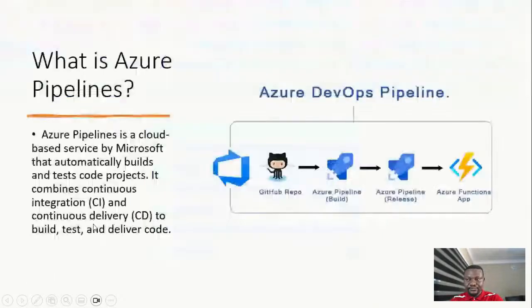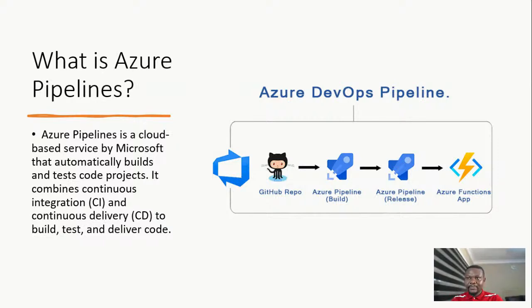Now the core concept we are going to discuss is Azure Pipelines. First of all, what is Azure Pipelines? Azure Pipelines is a cloud-based service by Microsoft, a component of Azure DevOps. Azure DevOps is a software as a service platform that enables you to automate your DevOps, your CI/CD deployment, using the component called Azure Pipelines.